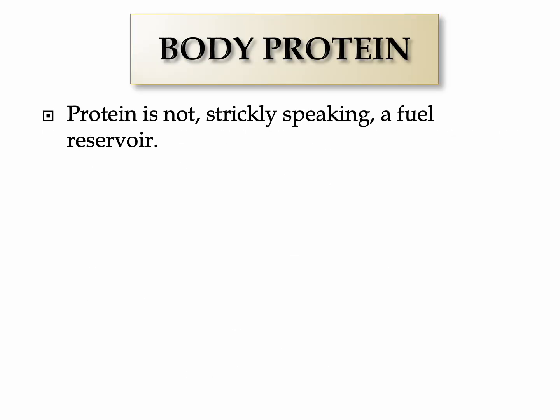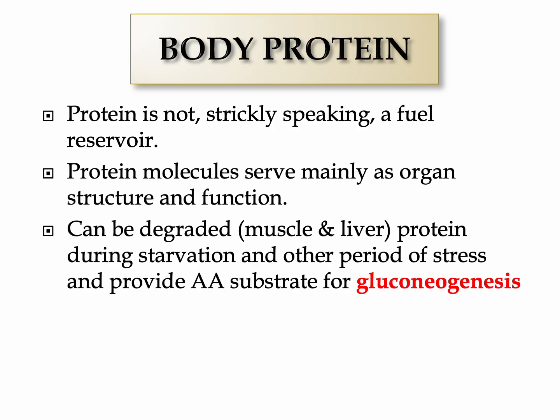Protein is not strictly speaking a fuel reserve because protein molecules serve mainly as organ structures and function. But protein can be degraded from muscles and liver during starvation and other periods of stress, which provides amino acid substrate for gluconeogenesis.